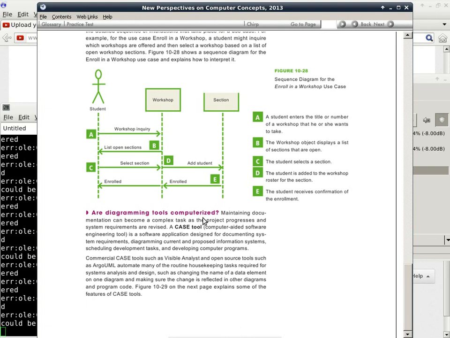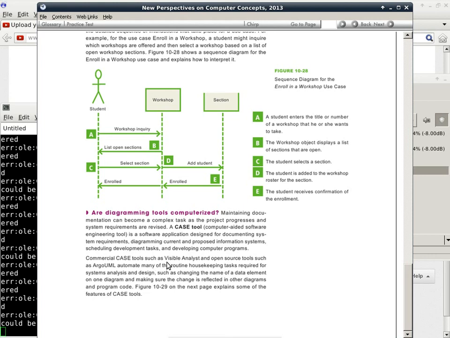Any questions? Are diagramming tools computerized? What do you think? Yeah, of course they are. If they're not, you can at least use your webcam or your camera on the phone to take a snapshot of the picture that you draw on a napkin. Then it's computerized, right? They have computer CASE tools. CASE stands for Computer Aided Software Engineering tool. Another acronym. This one is an acronym because with CASE, you can actually just say CASE.